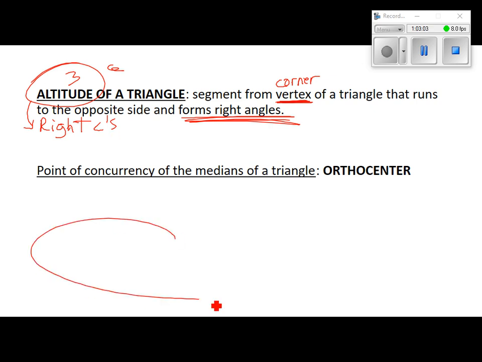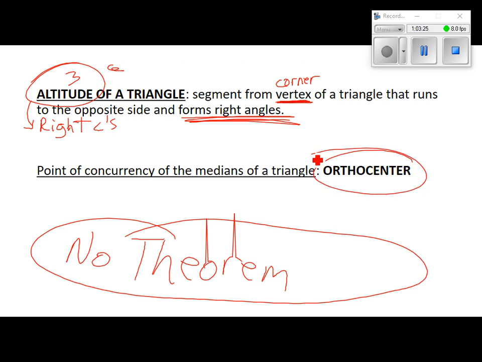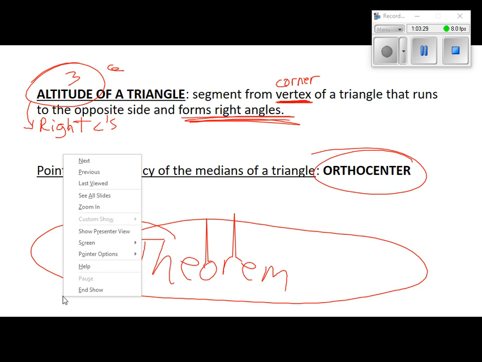What do you notice down here that's missing? It doesn't have a what? What was on all the rest of them? There's no theorem for this one. Right? There's no theorem for this. You just got to know if it says altitude, it's going down there, it's forming right angles. The point where they all meet is called the orthocenter. Orthocenter.